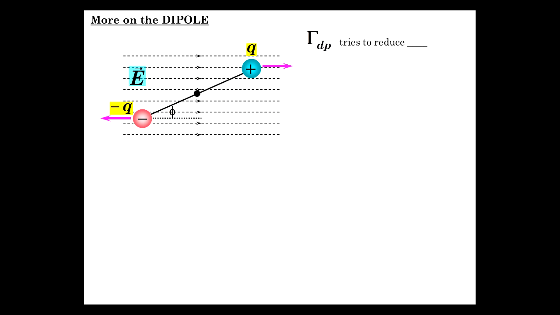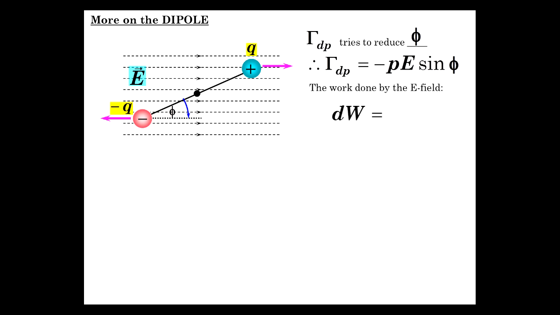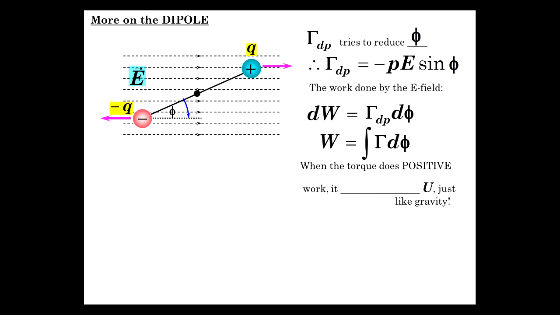Now let's consider the torque and the work and the potential energy associated with the dipole. Well, if you consider what the torque is doing here, it's trying to reduce the angle. So we're going to call this torque being minus pE sine of phi. And the work done by the E field then, well, dW is torque d phi. We've learned that before. And so the work is just the integral of the torque with respect to the angle.